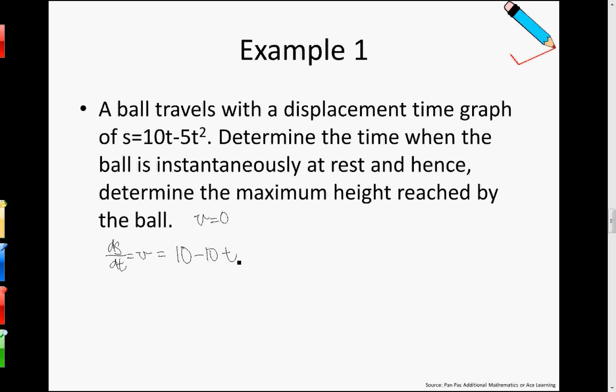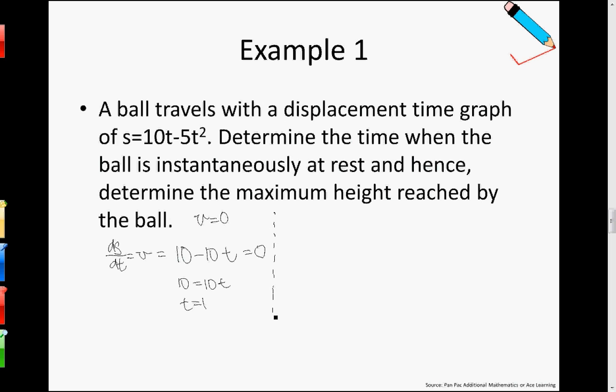Now I have to find where velocity equals 0. Then I just bring this over, and this happens when 10 equals 10t, and t equals 1. So the particle is instantaneously at rest when time is equal to 1. So I have answered the question: determine the time. The time is t equals 1, where the particle is instantaneously at rest.